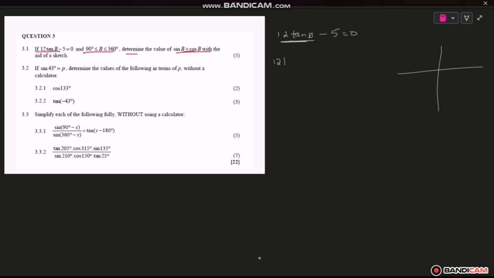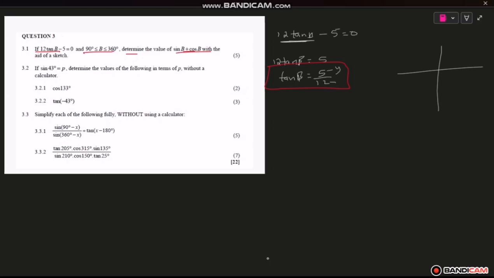Therefore, you're going to transpose the 5 to the right. You are left with 12 tan beta equals positive 5. Therefore, you divide both sides by 12. You're going to have tan beta equals 5 over 12. Therefore, we know that this is what we were looking for: tan beta, a trig ratio, equals a fraction.